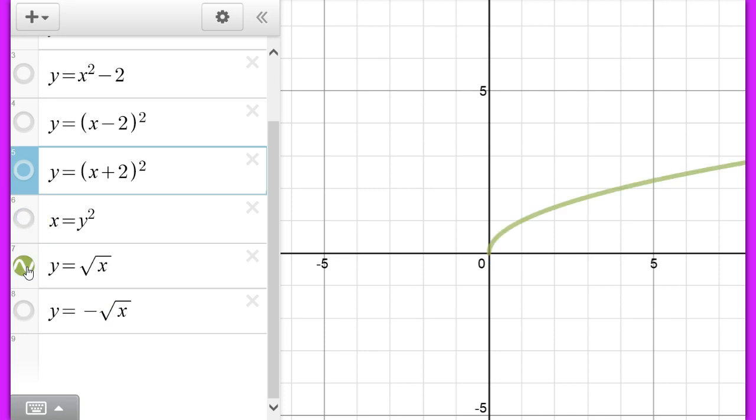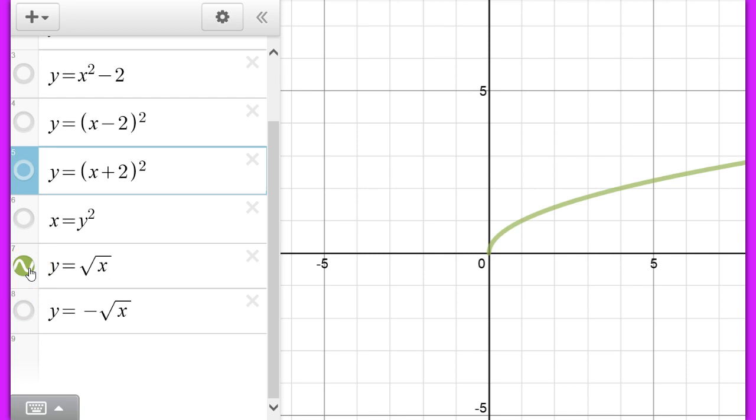So here, this is the square root of x. This is our most basic square root function. This is the mother function for a square root function. And then below here in line 8, if I take that value and I put a negative out in front, all that it does is it reflects that graph of the square root function over the x-axis. So it flips it over the x-axis.